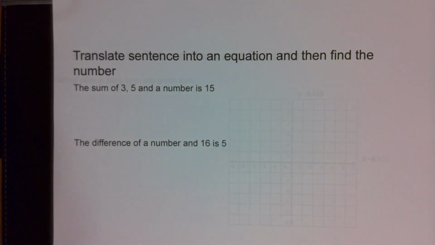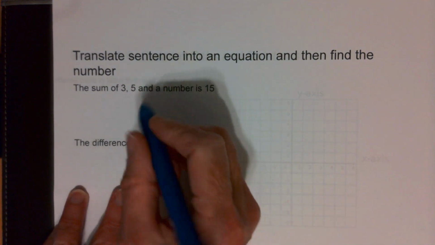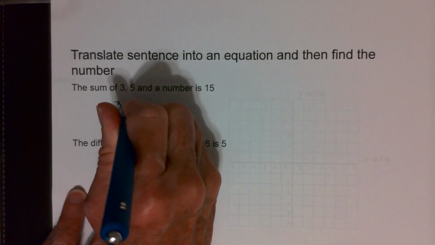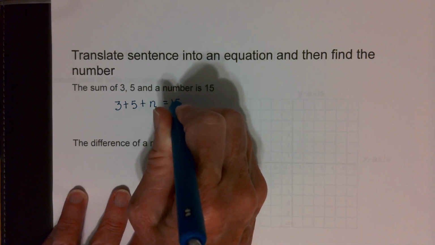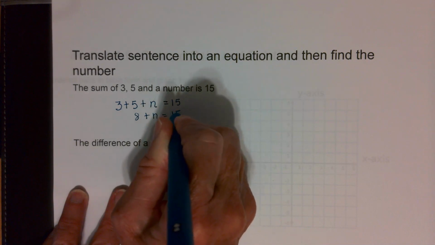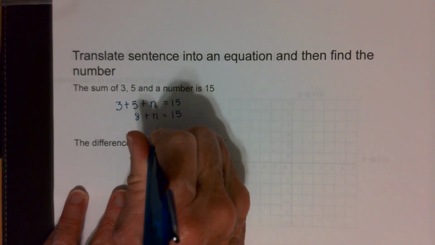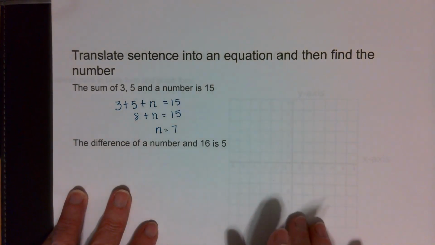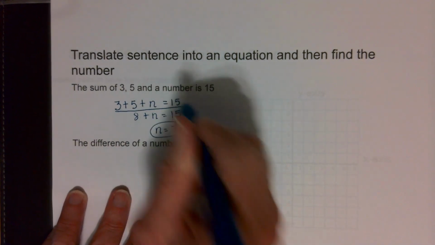In this particular section, you need to translate your sentence into an equation and then actually find the number. Here are some examples. The sum, which is addition, of 3 plus 5 and a number, which I'll call n, is equal to 15. So I have 3 plus 5, which is 8. 8 plus n equals 15. In my mind, I'm thinking, what do I have to add to 8 to get 15? I know that n would have to be equal to 7. So 7 would be your final answer, but it was also looking for this equation.